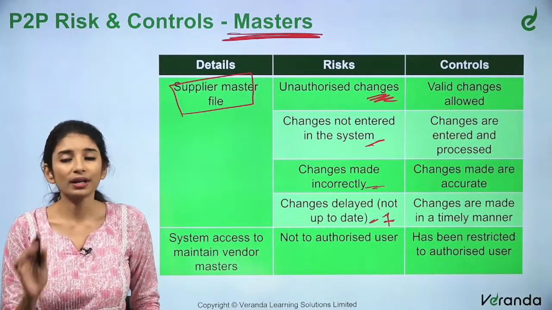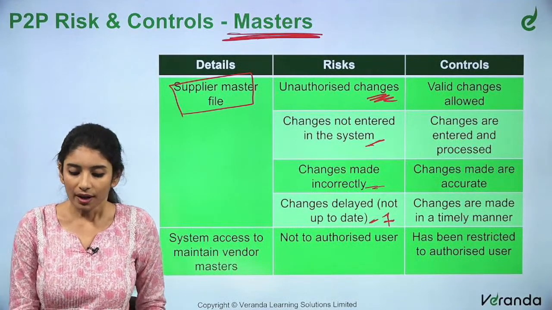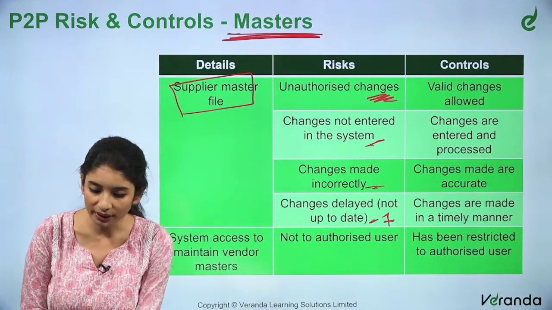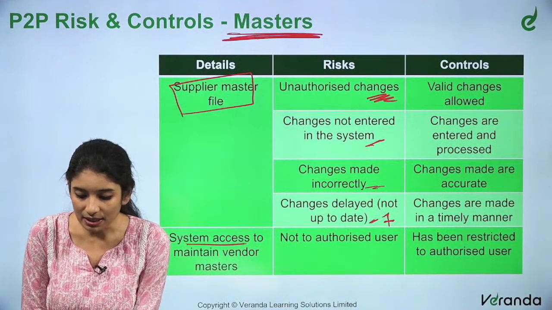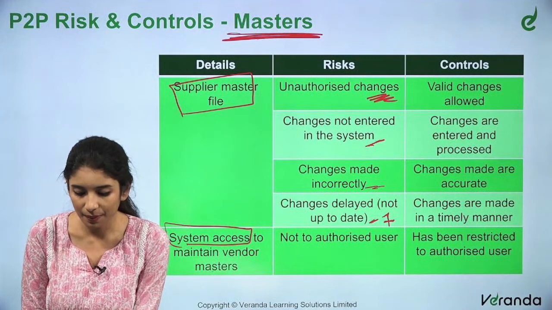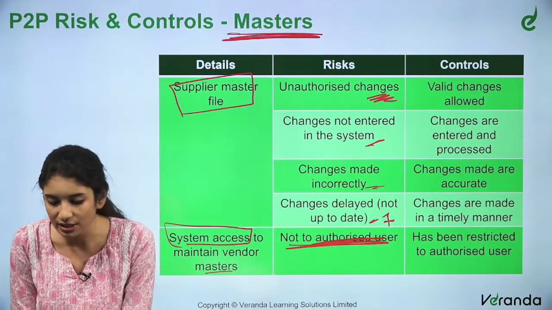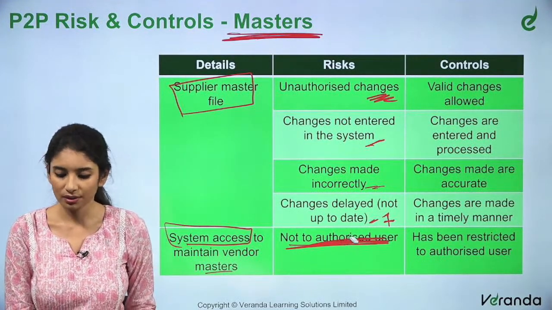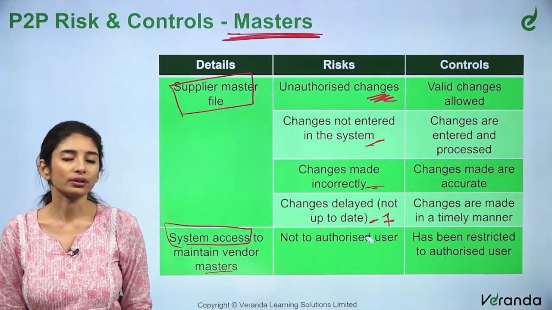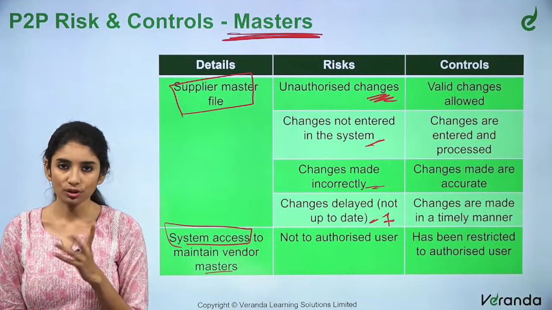Okay. Now, the controls are going to be exactly opposite of whatever the risks are. And finally, we have one common point throughout the risks and controls topic. System access to maintain masters. System access to maintain master is not given to the authorized user. The control is going to be that it is restricted to authorized users. Okay, so I hope you've got the point that controls are opposite of what the risks are.